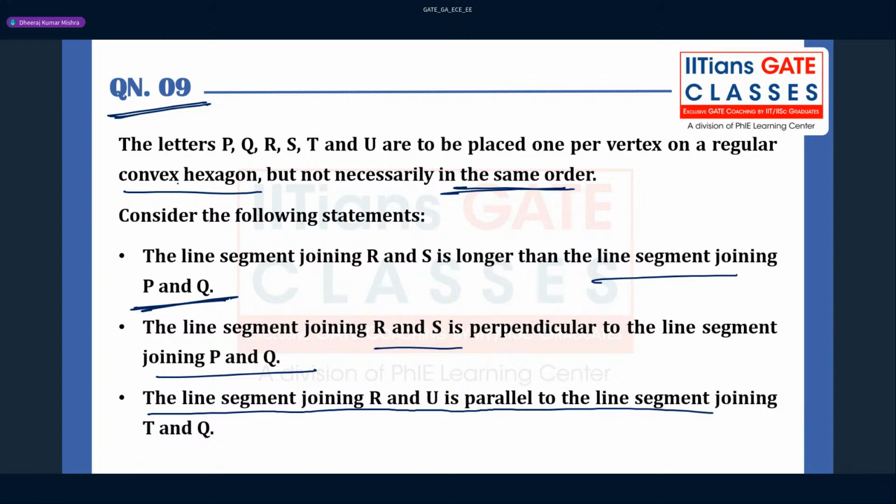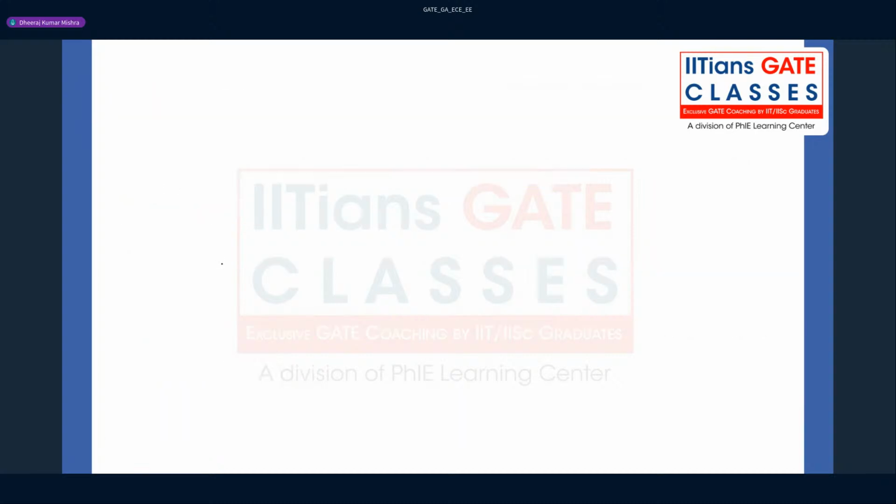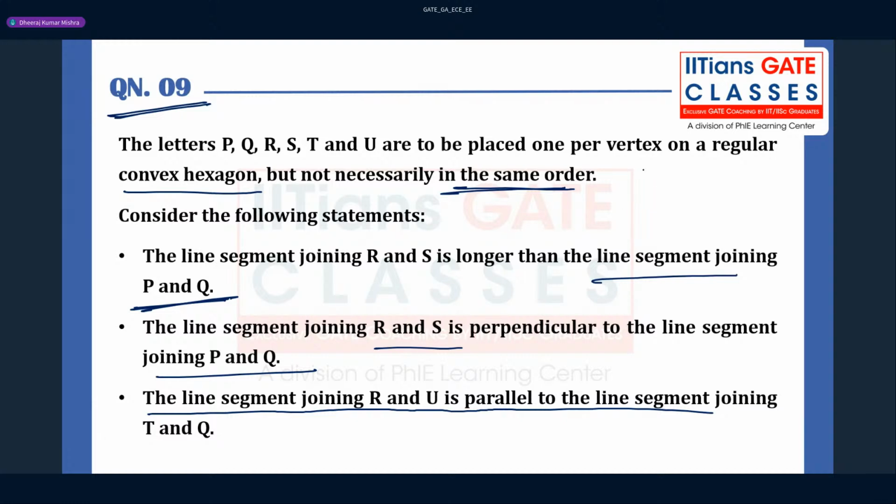Okay, so if you try to go through here, guys, try to recall what a regular convex hexagon is, right? A regular hexagon looks like this. Regular means all sides are going to be the same. So you can say that this is P Q R S T U. Understand? Now the line segment joining S and R, this S and R, is longer than the line segment joining P and Q.